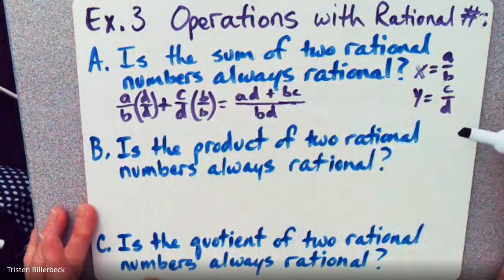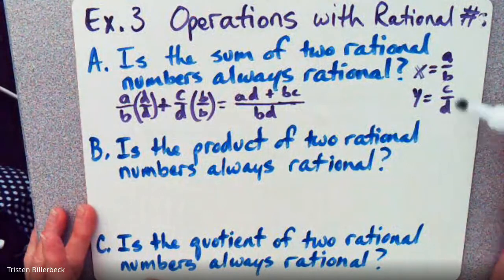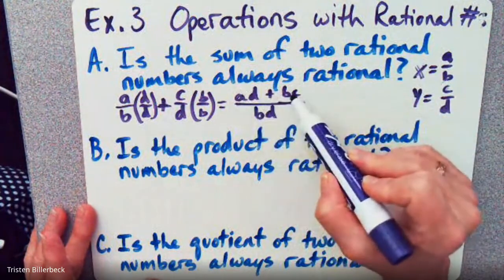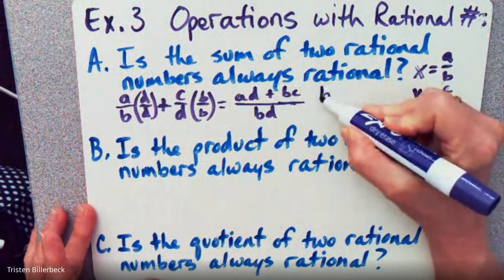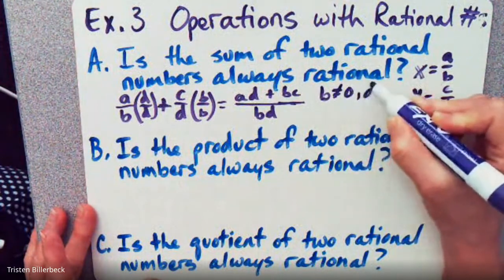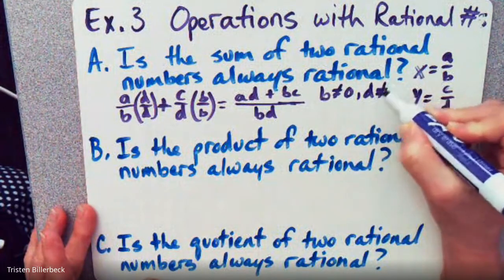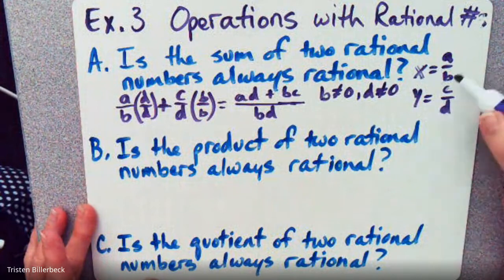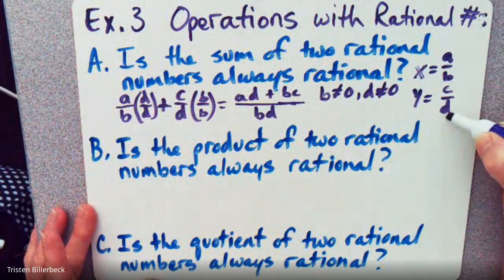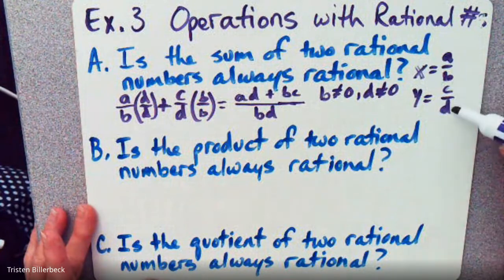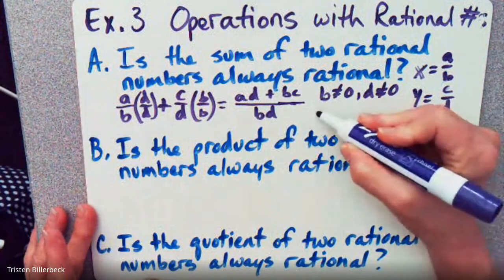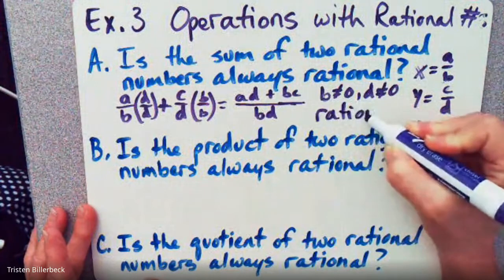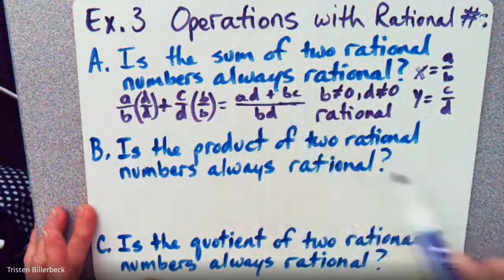If we multiply two integers together, we know we get an integer. Since these are both integers, I have an integer here plus an integer here divided by an integer here. Now, as long as B does not equal zero and D does not equal zero, and we have to say that up front when we make these fractions, that B can't equal zero and D can't equal zero, because then we would have an undefined situation. You can't have zero in the denominator. So as long as that condition holds, this is a rational answer, because we have two integers multiplying here plus two integers multiplying here.